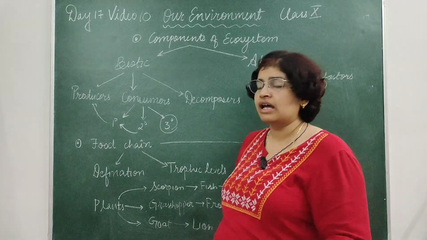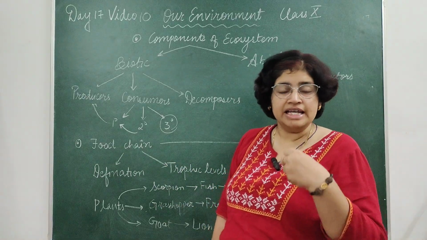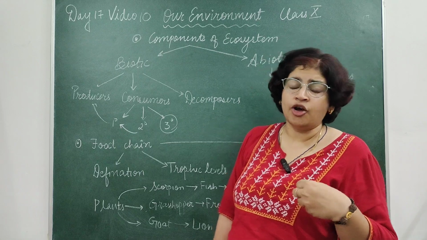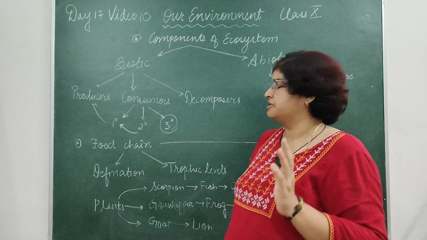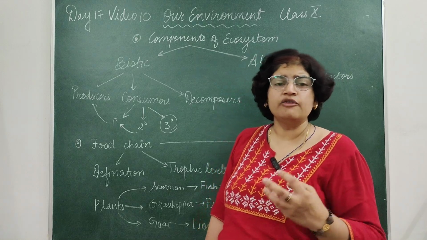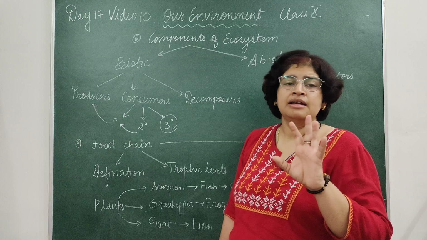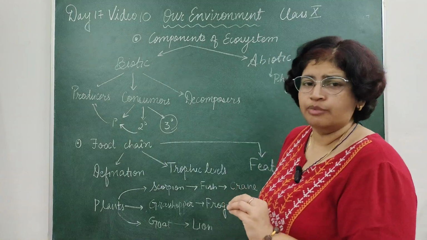And the tertiary consumers are generally the top carnivores which eat other carnivores but cannot be eaten by any other animal. Next are the decomposers. Decomposers are such organisms which can convert organic matter into inorganic ones. They are decomposing that organic matter.